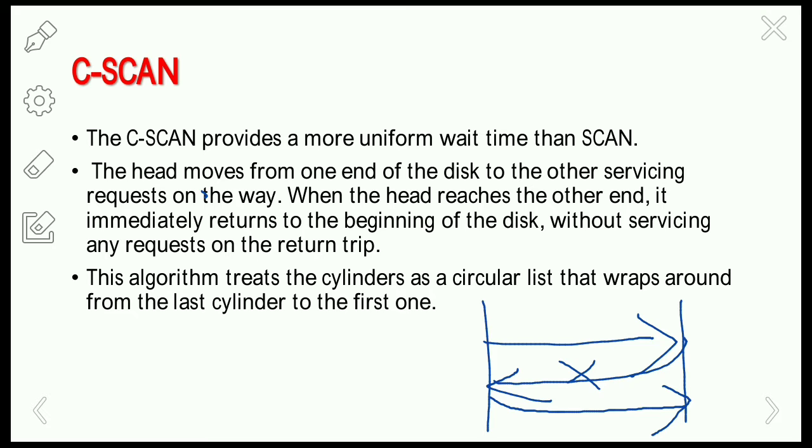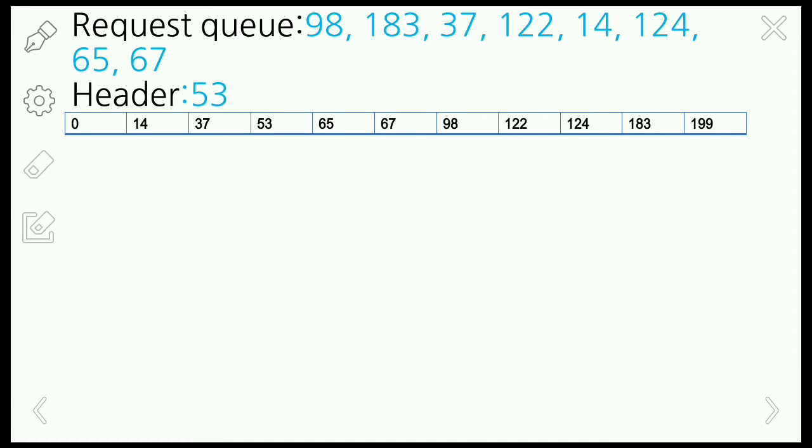So it is going to service the requests only in a circular format. This algorithm treats the cylinders as a circular disk that wraps around from the last cylinder to the first one. Initially the head is at position 53 here. The head moves towards one end of the disk, servicing the requests for the cylinders.